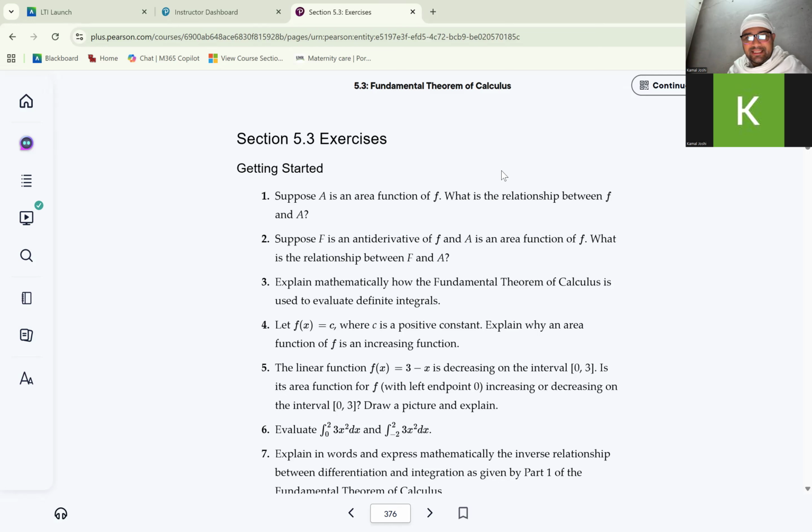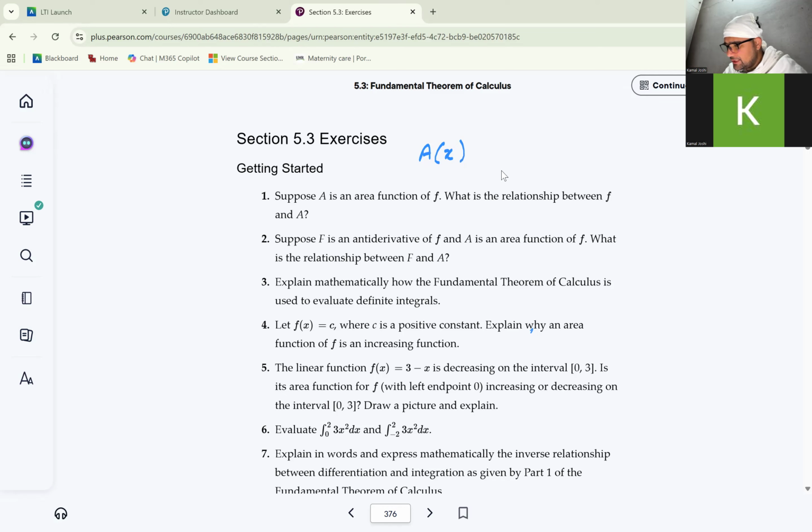Suppose A is an area function of f. What is the relationship between f and A? Here the understanding is that the antiderivative is the area function, right? But how do we exactly express it? We say that the area, as a function of x, right?